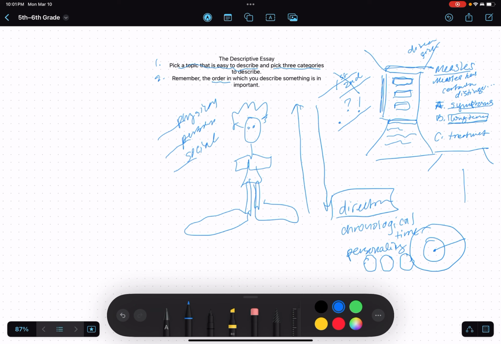If you're talking about long-term symptoms, start with the shortest long-term and go to the longest long-term. Start with the things that last a week, and then the things that might last for a few months, and then the things that might be permanent.